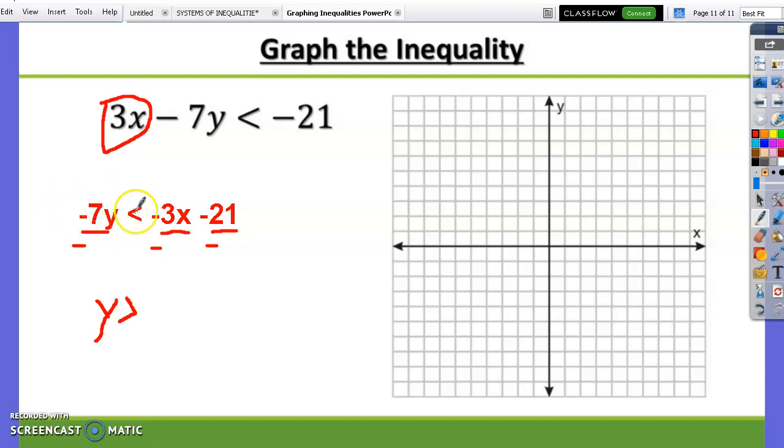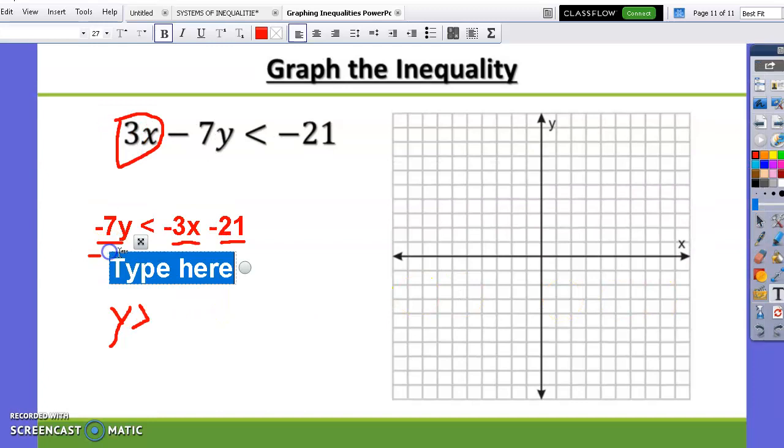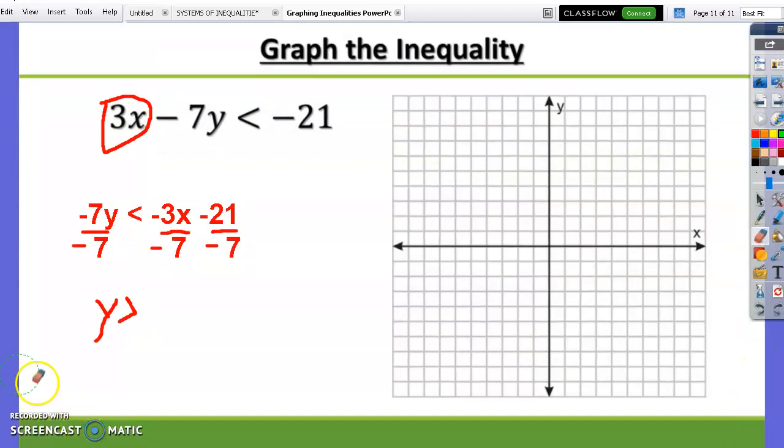Okay, so if the y is negative, you're going to flip this, because you're going to have to divide everything by a negative number. And if you recall, back when we were doing inequalities, you have to flip that. All right? So you're dividing everything here by a negative 7. So this by negative 7. This by negative 7. And this by negative 7. Let me make this look nicer. I'll type it up.